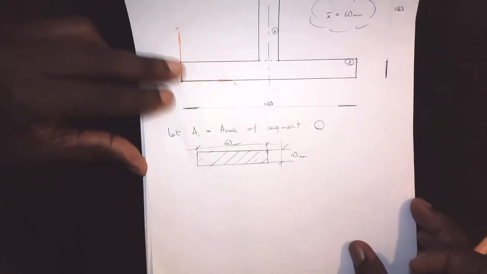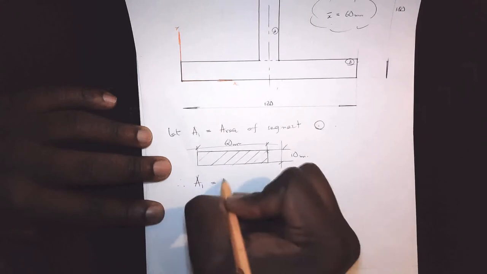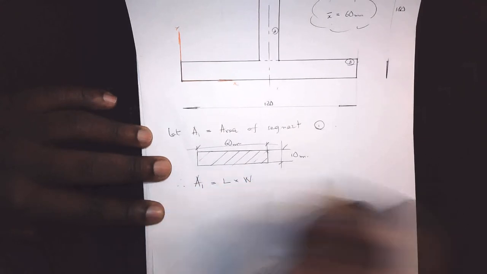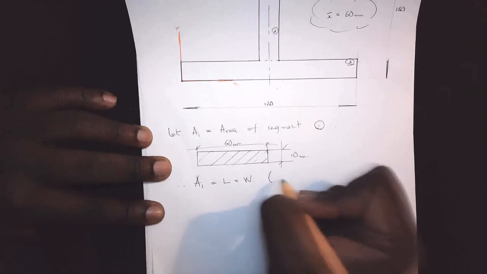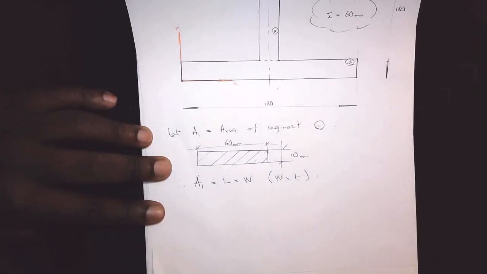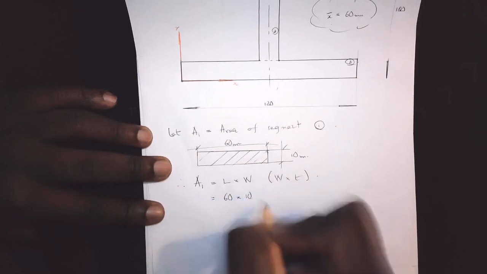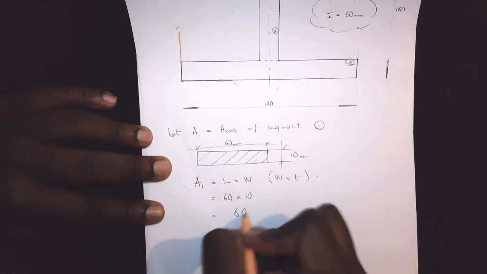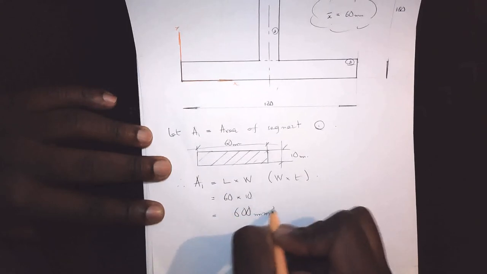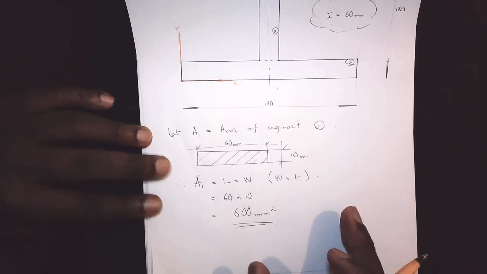Since it's a rectangle, A1 is the length times the width. We can call it the length or the width, it doesn't really matter as long as you understand the concept. It is equal to 160 times 10, which is 1600 millimeters squared. That's fairly straightforward. So let's look at segment 2.